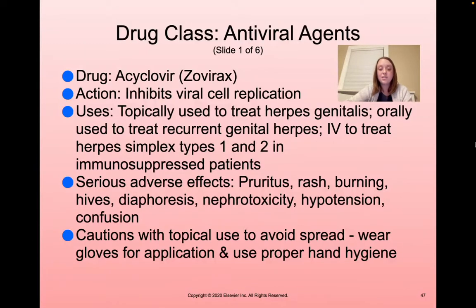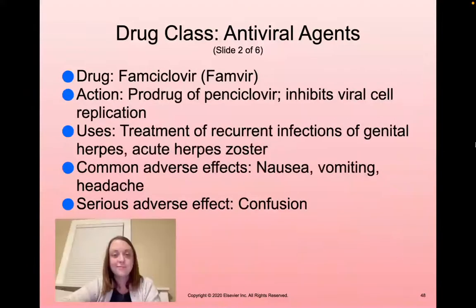Serious adverse effects of this one are pruritus, rash, burning, hives, diaphoresis, nephrotoxicity, hypotension, and confusion. You've got to be cautious with topical use with these to avoid spread, like we talked about earlier with other drugs. Wear gloves for application and use proper hand hygiene to make sure it doesn't spread to areas where it shouldn't be.